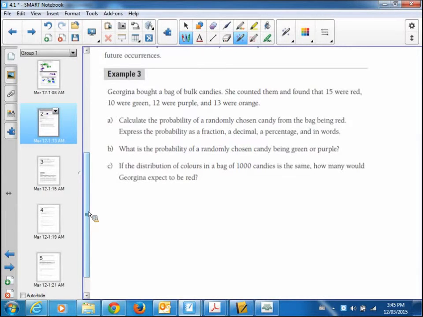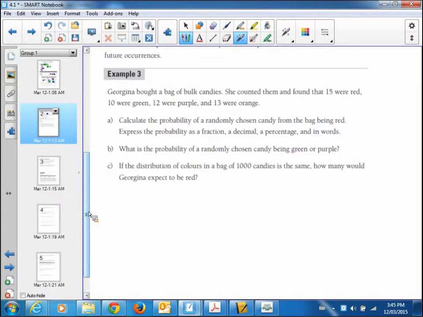Georgina bought a bag of bulk candies, and she counted them and found there's 15 red, 10 green, 12 purple, 13 orange. This is where we're at. Now A, calculate the probability of a randomly chosen candy from the big bag being red. Express it as a fraction, a decimal, and a percentage, and in words.